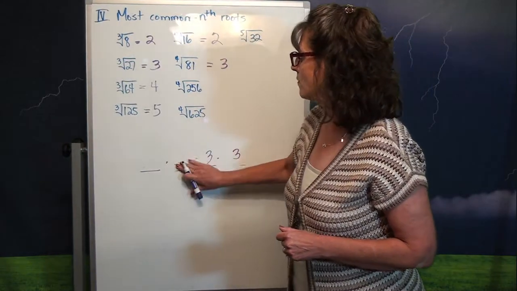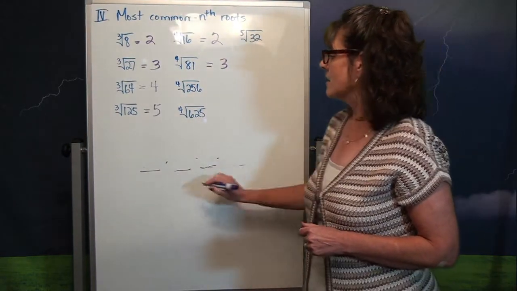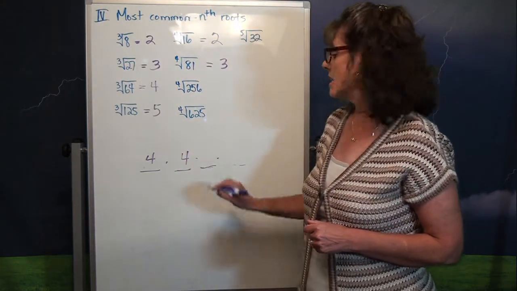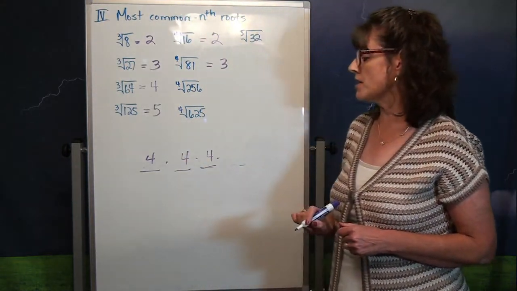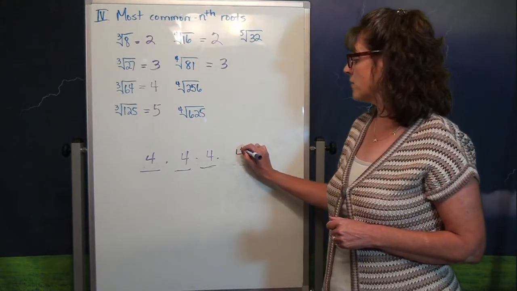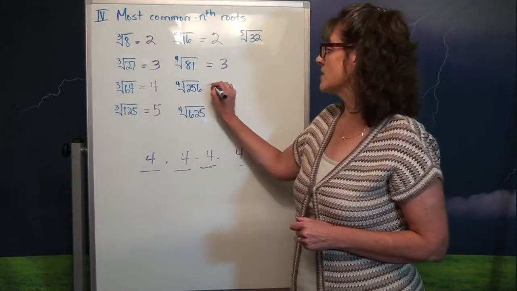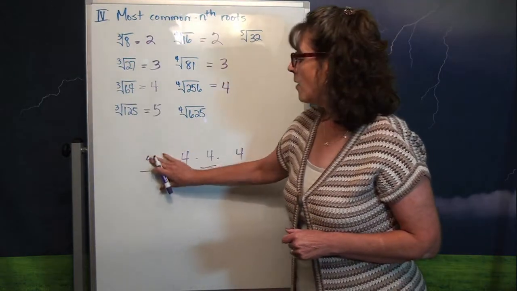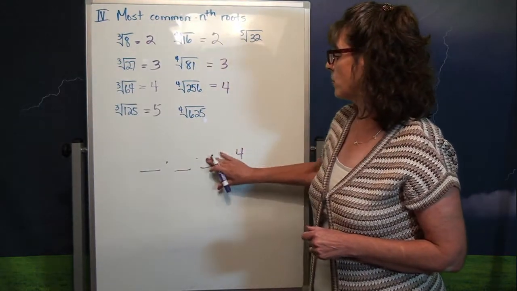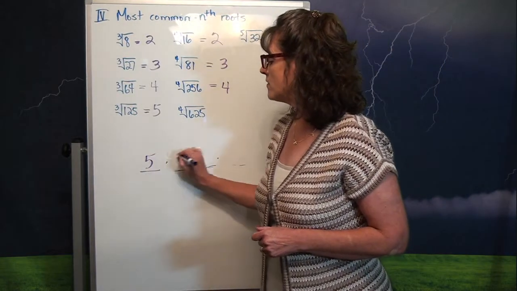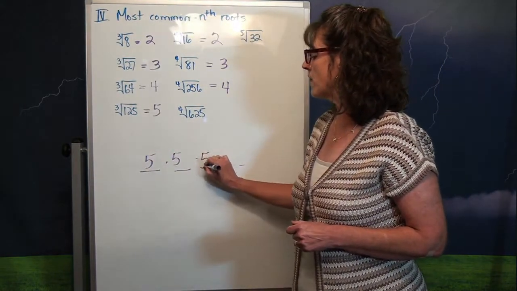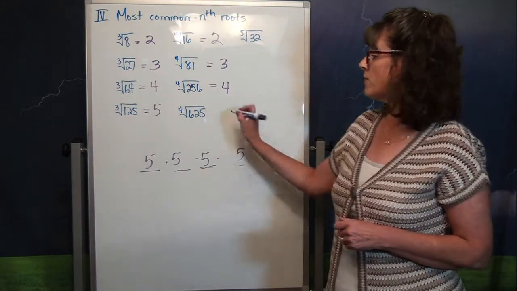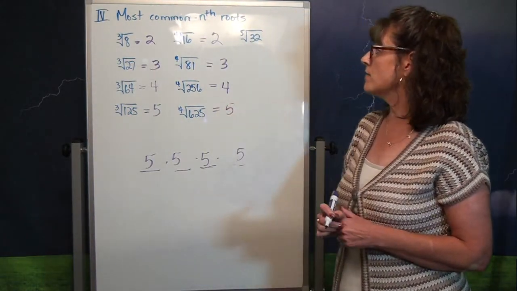And I bet you can figure out where we're going to head with this. Let's try that 4 out. 4 times 4 is 16. 16 times 4 is 64. And 64 times 4, yep, it's 256. So the fourth root of 256 is 4. And now I bet you know what's going to happen with that fourth root of 625. 5 times 5 is 25. 25 times 5 is 125, like we figured out. And 125 times 5, sure enough, is 625.